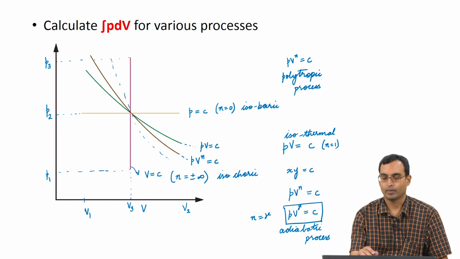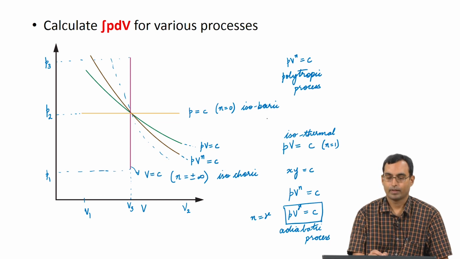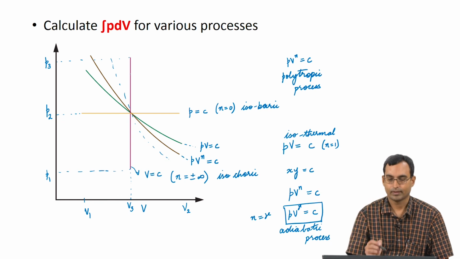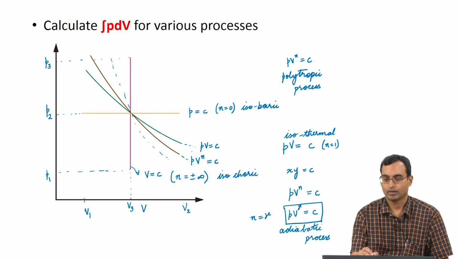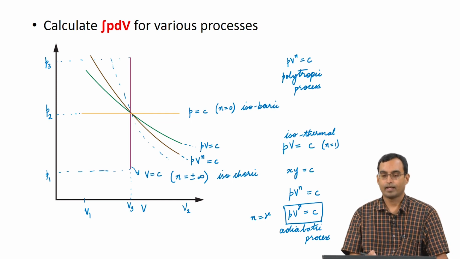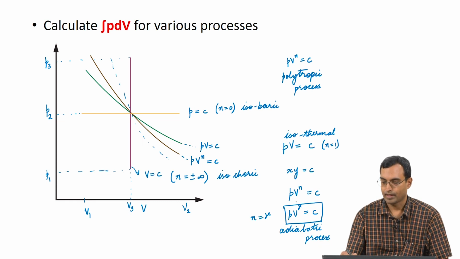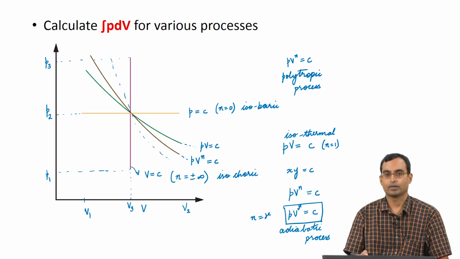So, when n is 0, we have an isobaric process. When n is plus or minus infinity, we have an isochoric or constant volume process. When n is equal to 1, we have PV equal to constant, which for an ideal gas would be an isothermal process. And we saw that when you have an adiabatic process, n is equal to gamma.